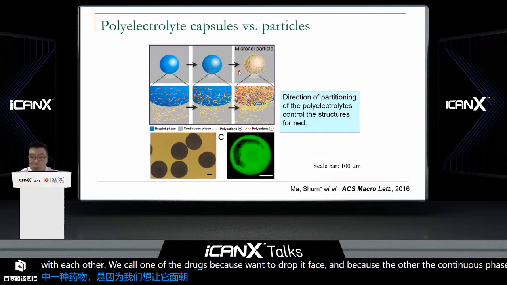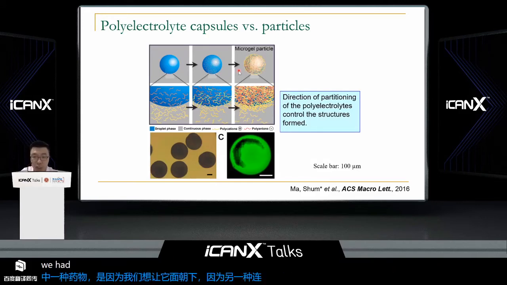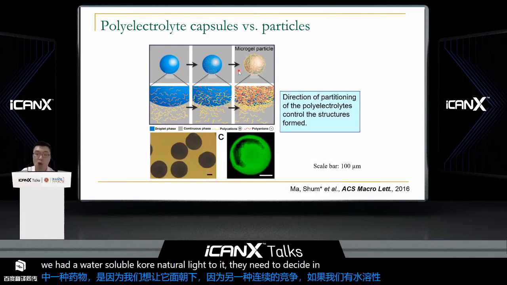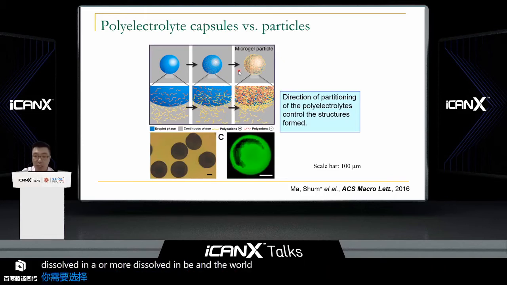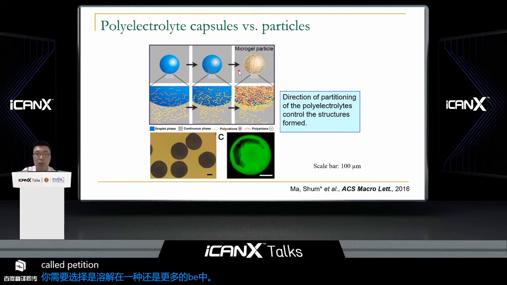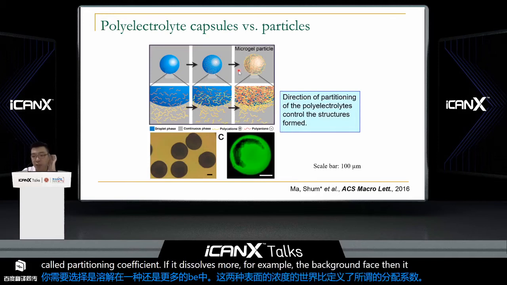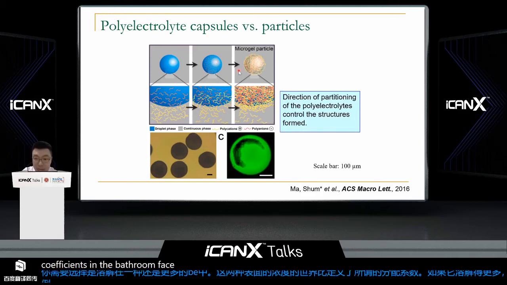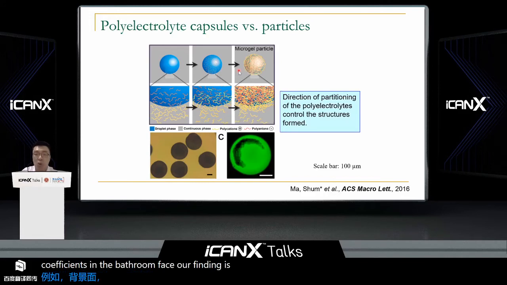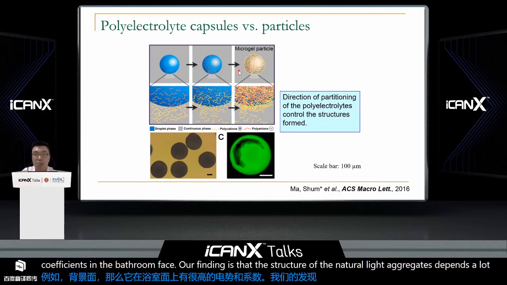If we add a water-soluble polyelectrolyte to it, it needs to choose whether to be more dissolved in A or more dissolved in B. And the relative ratio of the concentrations in these two phases defines the so-called partitioning coefficient. If it dissolves more in, for example, the dextran phase, then it has a higher partitioning coefficient in the dextran phase. Our finding is that the structure of the polyelectrolyte aggregates depends a lot on the partitioning properties.